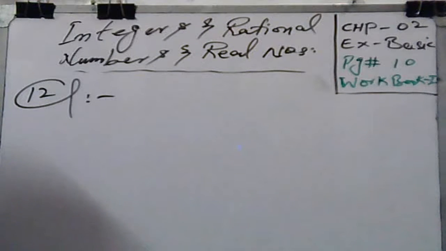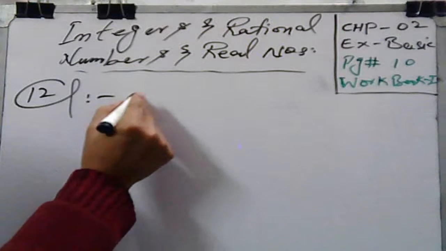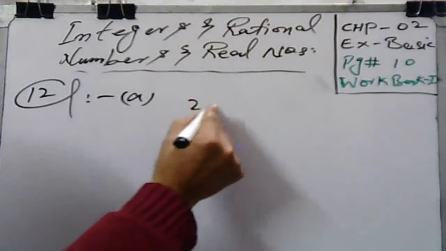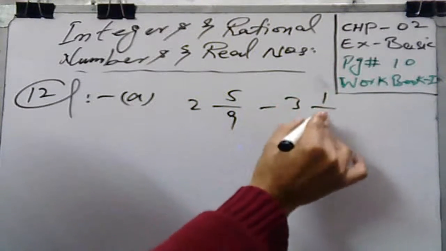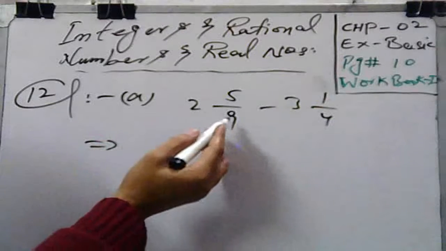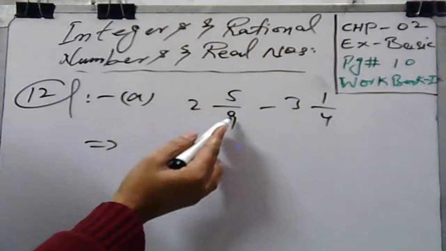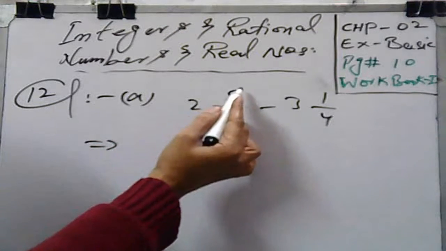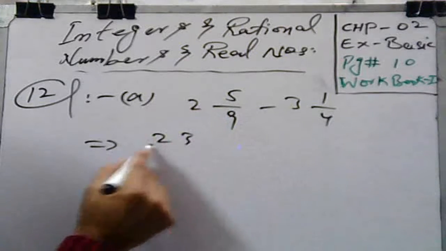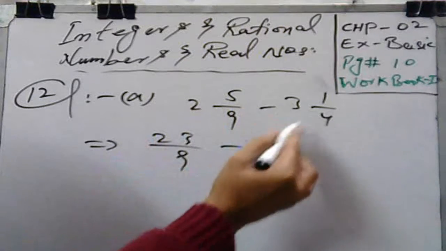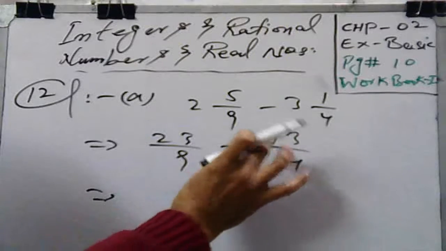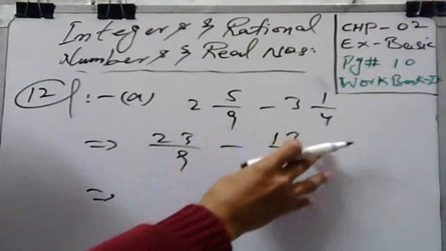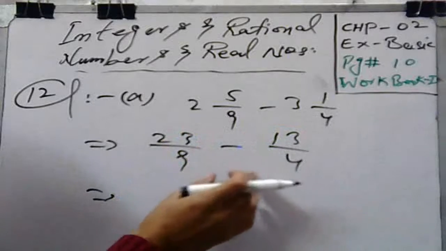Okay, you can see in A part, 5 whole 5 by 9, 2 whole 5 by 9 minus 3 whole 1 by 4. We have to remove the whole number. 9 2s are 18, and 5, 18, 19, 20, 21, 22, 23. So 23 by 9 minus 4 3s are 12 and 13 by 4. Whenever you find such kind of fractions having plus minus, you should take LCM.